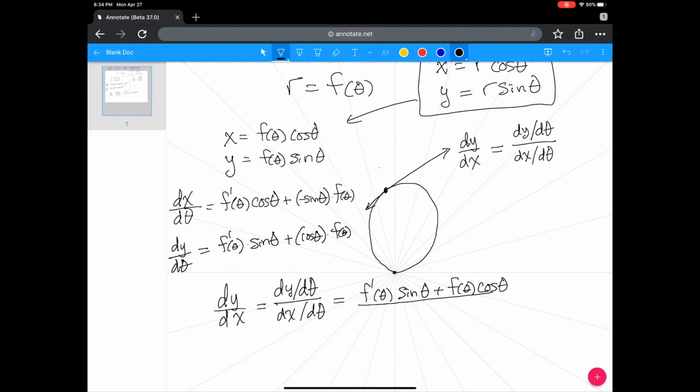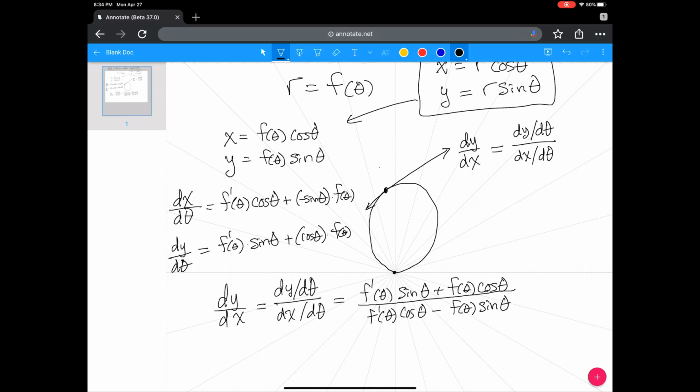And then I'm going to divide that by dx d theta, so that's f prime of theta, but now times cosine instead of sine. And I have a minus sign, so I'm going to write minus and write the function on the left, f of theta times sine theta. And this is our function in theta, which gives us dy dx, gives us the slope of the tangent to the point when you specify the angle theta for the polar function.